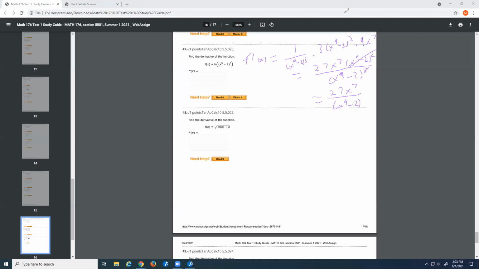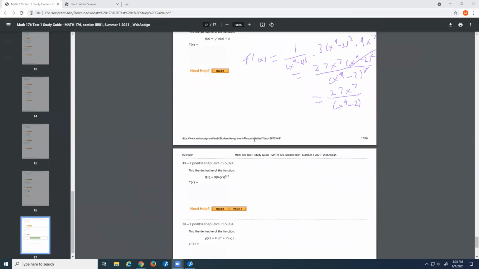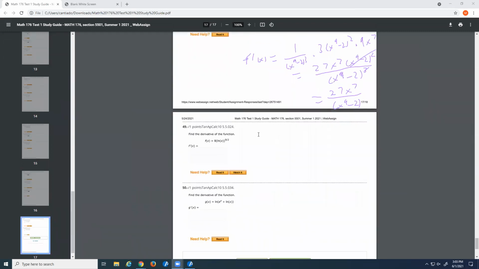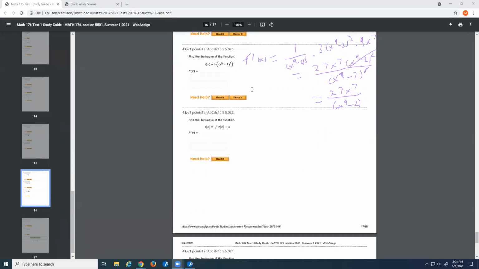All right, let's see. Let me look at what other ones we have left here. I think I'll leave you guys to do number 49. I'll do 48 and 50, and then I'll end the review session here. So let's go ahead and clear these drawings if I can. There we go. So for 48, we're finding the derivative again.